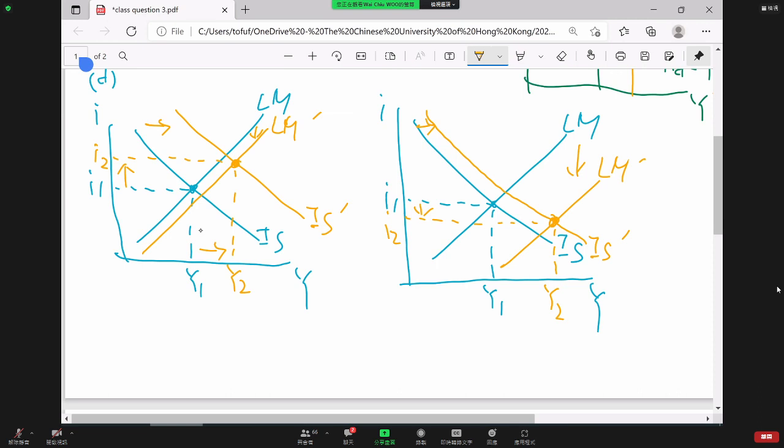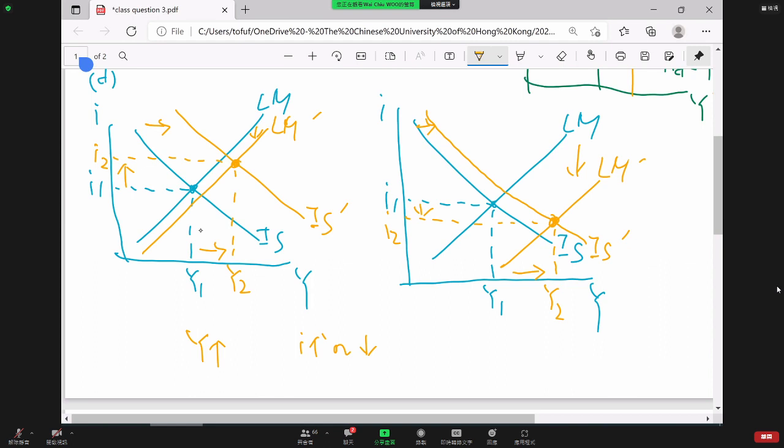Now you can conclude what will happen when the changes from A and the changes from C are both realized. In both cases, output will be increased. But for interest rate, is it going down or going up? That depends. So for interest rate, it is undetermined. But for output, it is to increase. So that is the answer for this question.